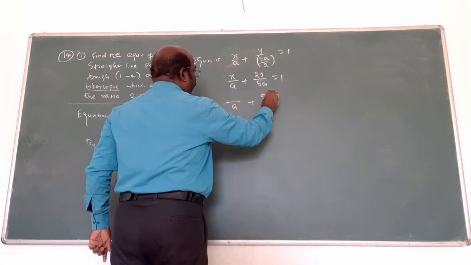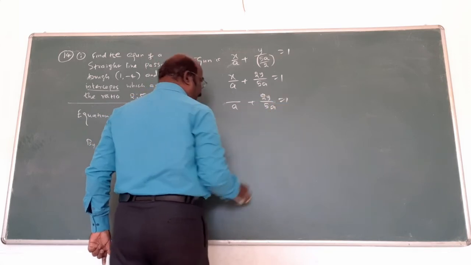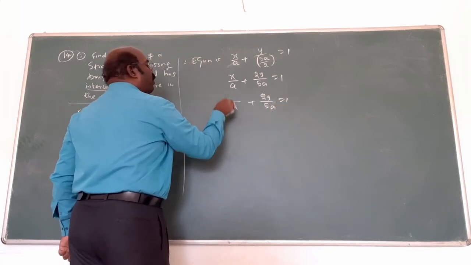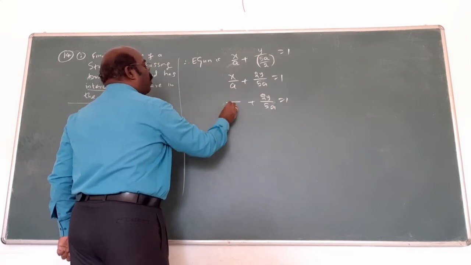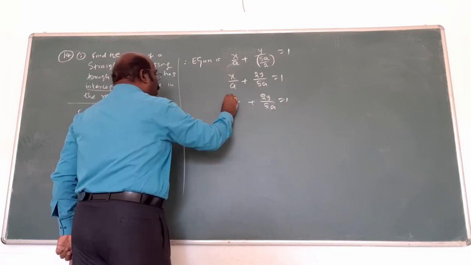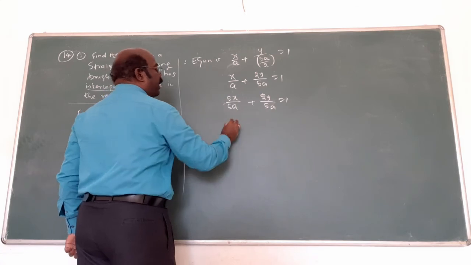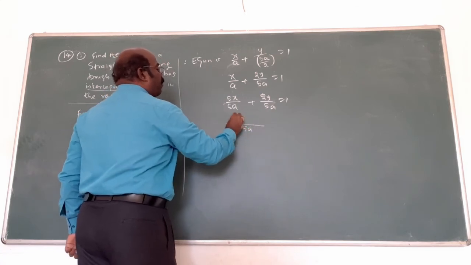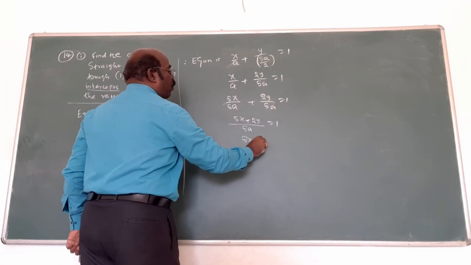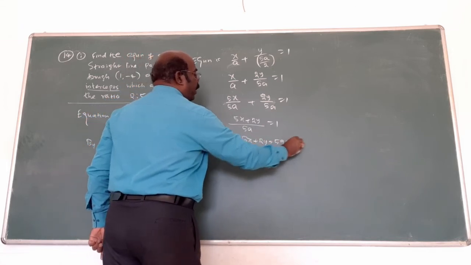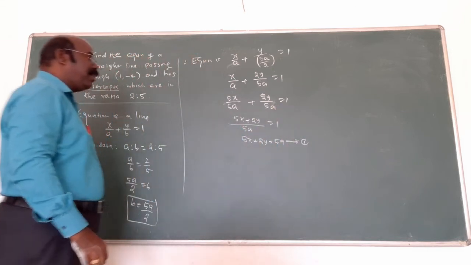Here, x by 5a plus 2y by 5a equal to 1 is there. Here 5a is there, here also we want 5. That's why the denominator is multiplied by 5 and the numerator is multiplied by 5. Now taking 5a as the LCM, 5x plus 2y equal to 5a. This is the first equation.